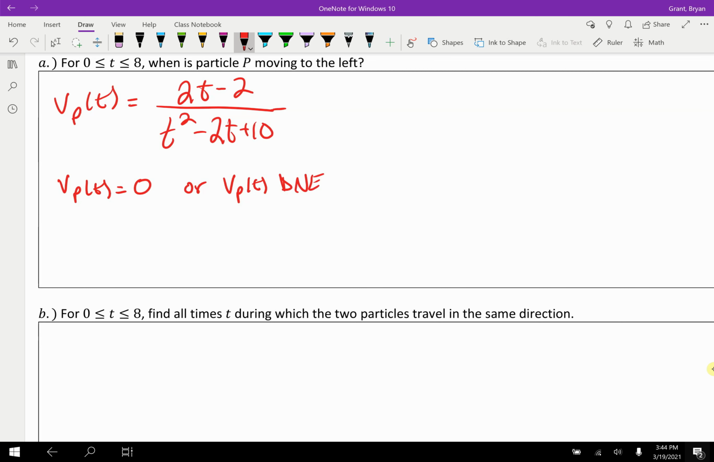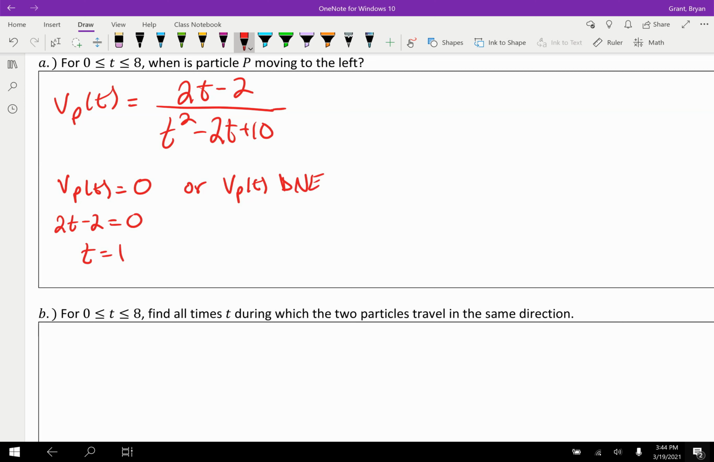Where is this zero? Well, this is a fraction. Fractions become zero when the numerator is zero. So really, we just need to set 2t minus 2 equal to zero, add 2, divide by 2 to find t is 1. So we know that the particle stops at a time of 1.